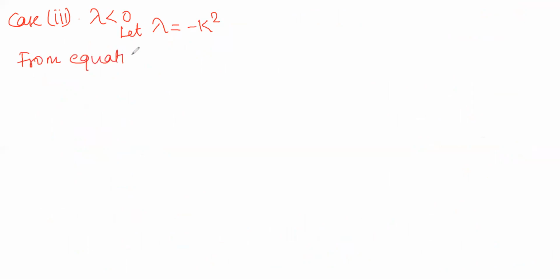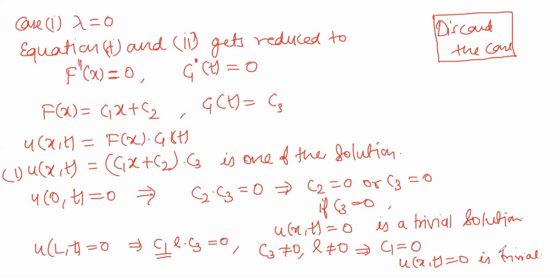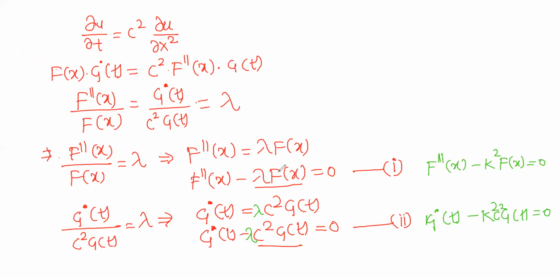So case 3 is nothing but when lambda is less than 0. So I can write lambda equal to minus k squared, which will again be negative. So let lambda equal minus k squared, a negative constant. So again, from equations 1 and 2, I'll roll back to equations 1 and 2. Yeah, this is my equation 1 and equation 2.